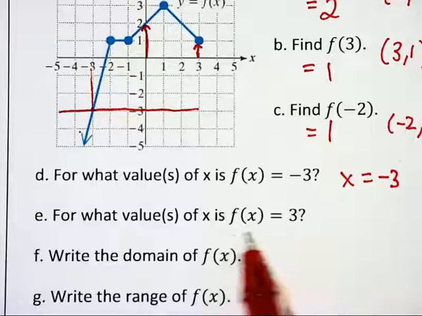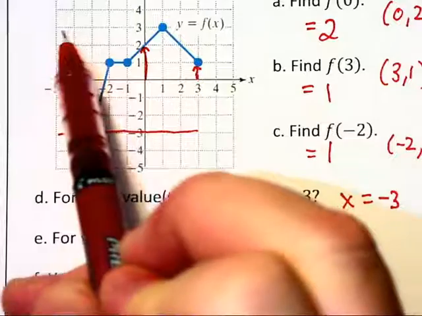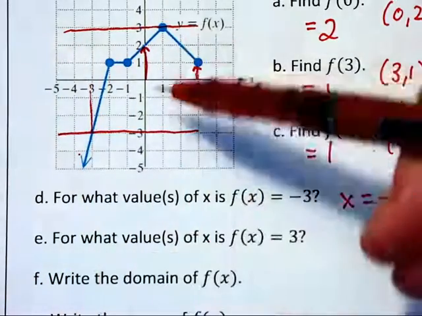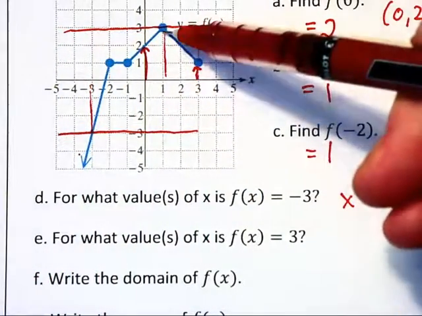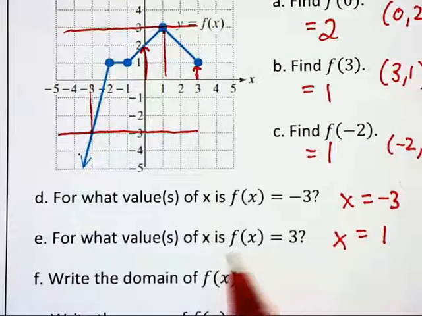When is the y value equal to positive 3? Well, let's go up to the graph. Here's our positive 3. We see that it hits one time when x is equal to 1. So at x equals 1, f of x, the y value, is equal to 3.